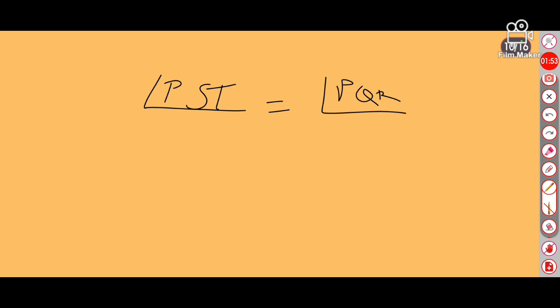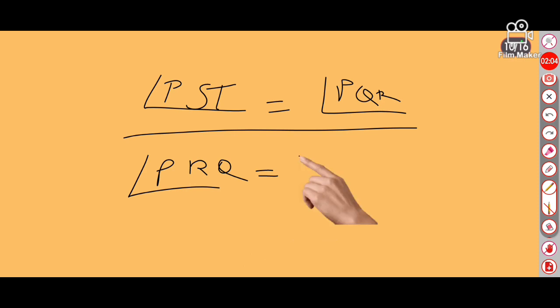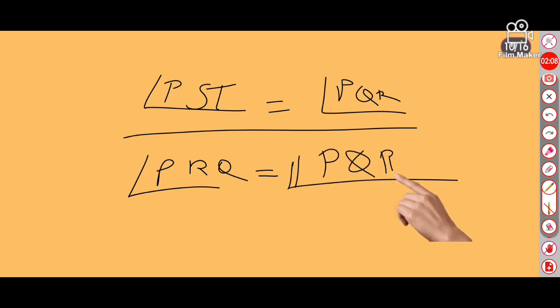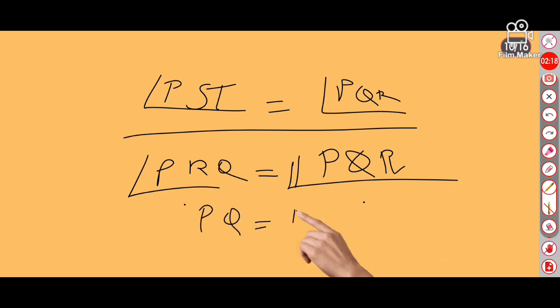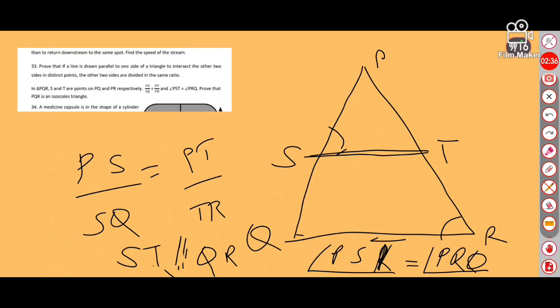So again we saw that angle PST is equal to angle PRQ. So with this we can come to the conclusion that angle PRQ is equal to angle PQR. If these two angles are equal, then the sides opposite to the equal angles are equal. Therefore PQ is equal to PR. If two sides are equal, then the triangle is an isosceles triangle. That's what was asked in the question to prove. We need to prove that PQR is an isosceles triangle, hence the proof. So, easy question.